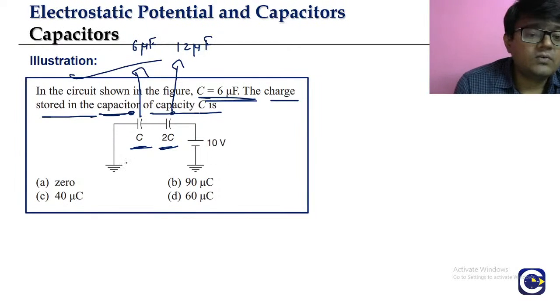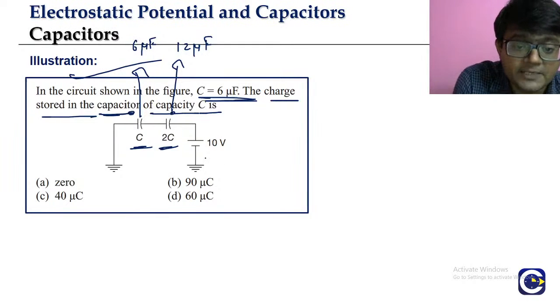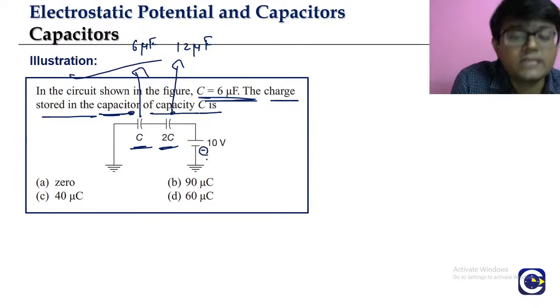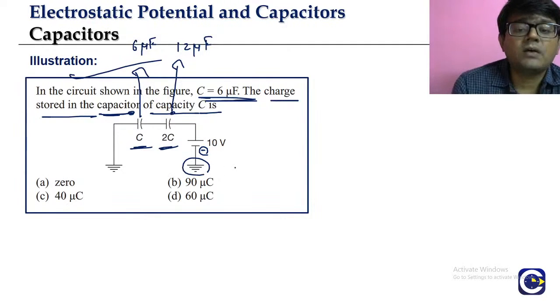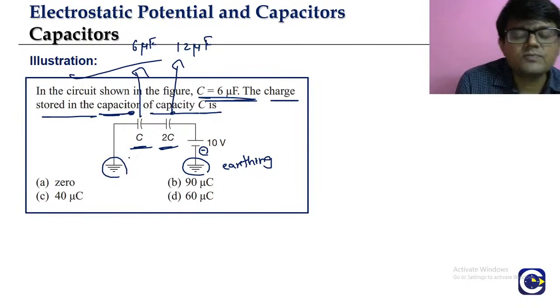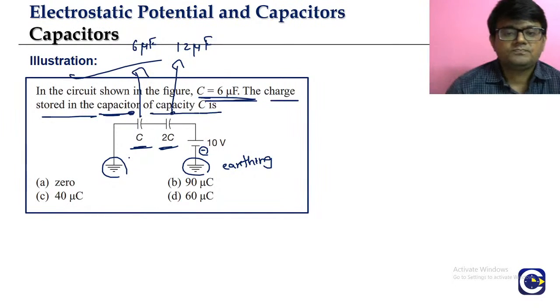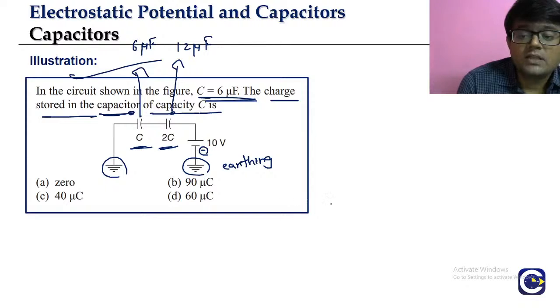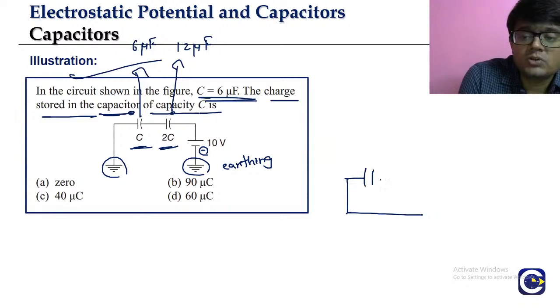Now we are not able to see whether they are in series or parallel. But observe this carefully. This we generally call the negative terminal of that cell or battery. If you represent it like this, this is what we call earthing, connecting to earth. Looking at this side also, both are connected to the earth. Both are connected to earth, so we can represent it like this.